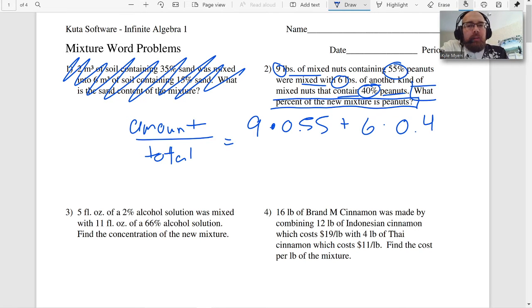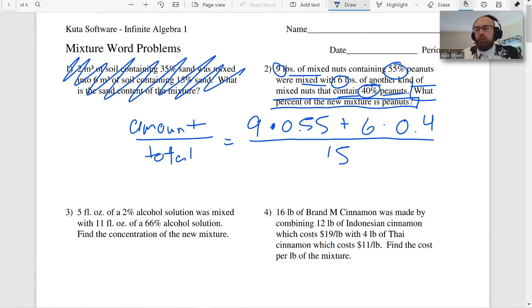So that's the total amount. But I don't want to say total amount necessarily because I might confuse that with total. Total is the total, like the total poundage. Well, if we're mixing 9 pounds of mixed nuts with 6 pounds of mixed nuts, that is hard to say fast, then we get 15 pounds. So the total poundage is 15, and it's 9 times 0.55 plus all that.